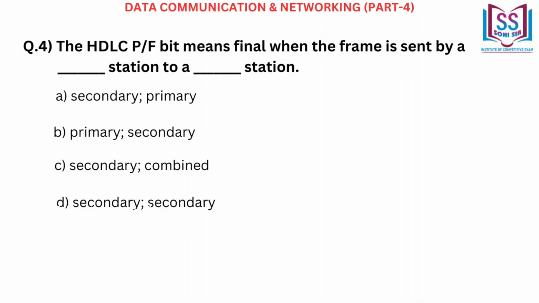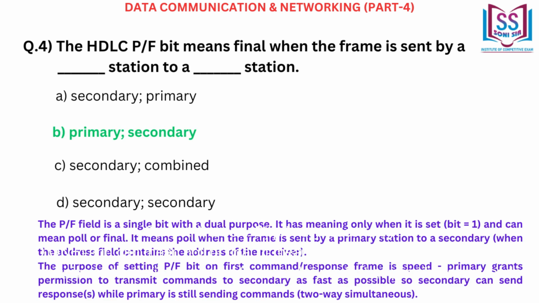The HDLC P/F bit means final when the frame is sent by a ___ station to a ___ station. A. Secondary to primary, B. Primary to secondary, C. Secondary to combined, D. Secondary to secondary. Correct answer B. Primary, secondary. The P/F field is a single bit with a dual purpose. It has meaning only when it is set, bit equal to 1, and can mean poll or final. It means poll when the frame is sent by a primary station to a secondary, when the address field contains the address of the receiver.